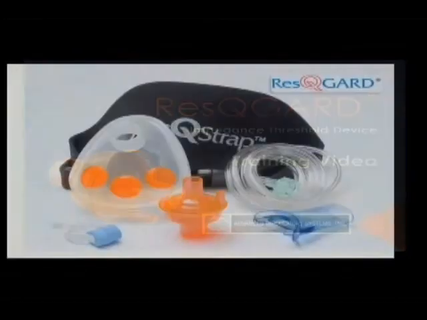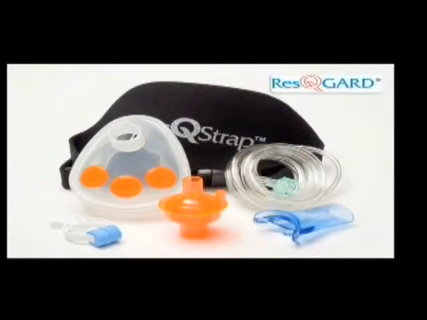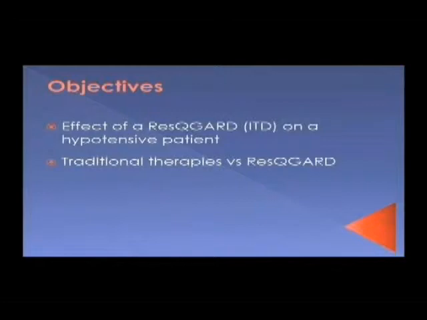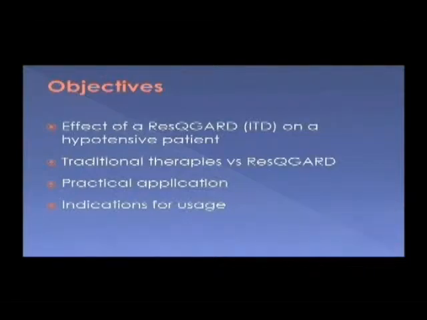Today, you will be learning about a new product from Advanced Circulatory Systems called the ResQguard, which is a device used in the treatment of hypotension from a variety of causes. In this presentation, we'll look at the effects of a ResQguard, an impedance threshold device, or ITD, on a hypotensive patient who is spontaneously breathing, how it compares to traditional therapies for treating hypotension, practical application of the ResQguard, and indications for usage.